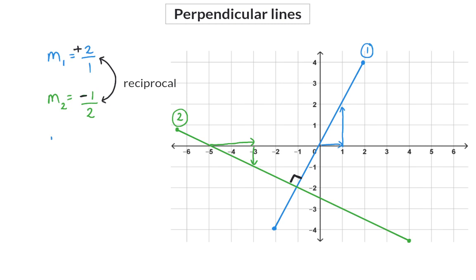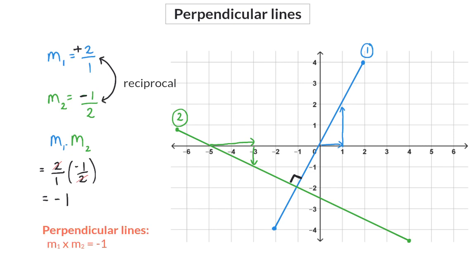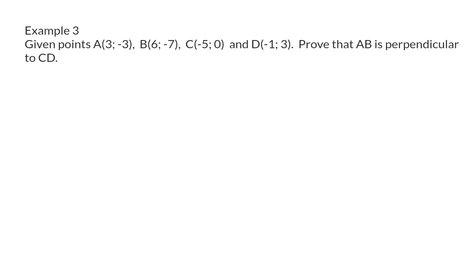If we now go further and multiply these two gradients with each other, you will see that the gradient of 2 multiplied by -1/2 gives us a product of -1. For perpendicular lines, the product of the two gradients will always equal -1. Example 3. Given points A, B, C, and D, prove that AB is perpendicular to CD. We now know that for perpendicular lines, the product of the gradients should equal -1.